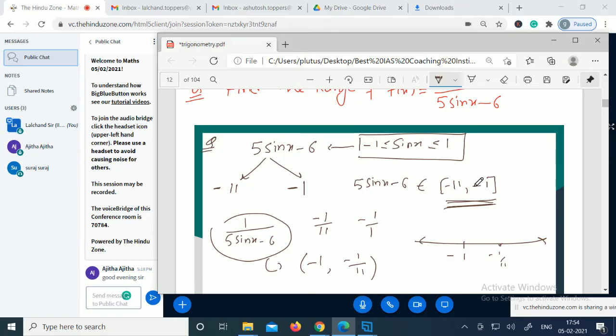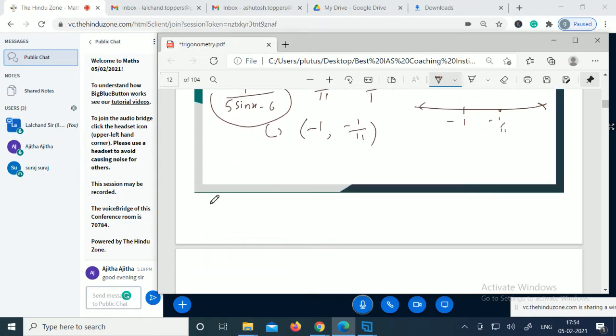Like if I have x belongs to 2 to 3, the sign is same, isn't it? Both are positive. Now if I have to write the interval for 1 by x, just revert it: 1 by 3 to 1 by 2, because 1 by 3 is 0.3 something and this is 0.5. So now the interval is correct. This is the way we write the 1 by x value.